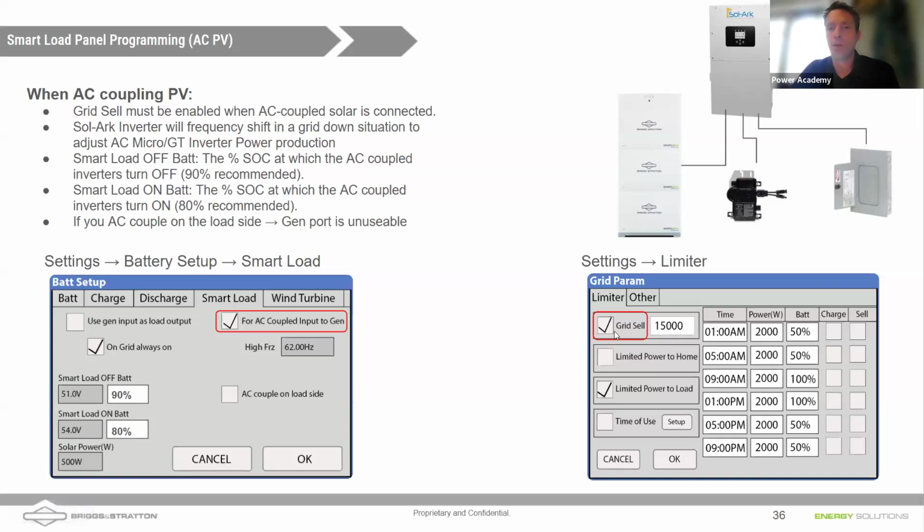We can also do some things like control the power output through the limiter option on the Solarc. So this allows us to use time of use and control how much power we are allowing through the different sources. So we could change the charge rate or change whether or not charging is on from the AC coupled solar with this. I'm going to skip ahead here.